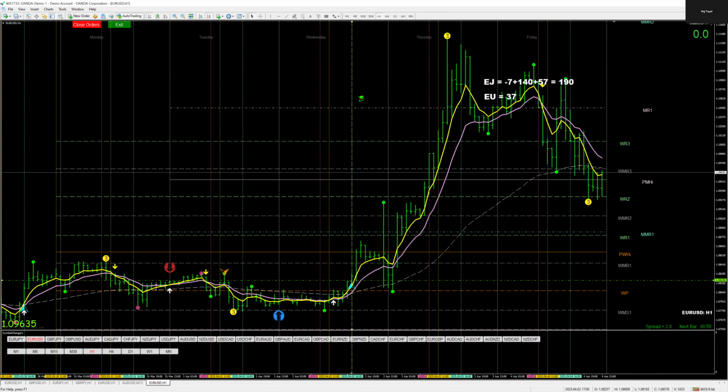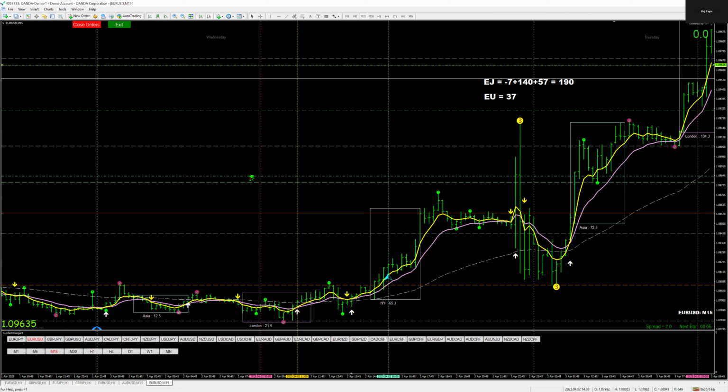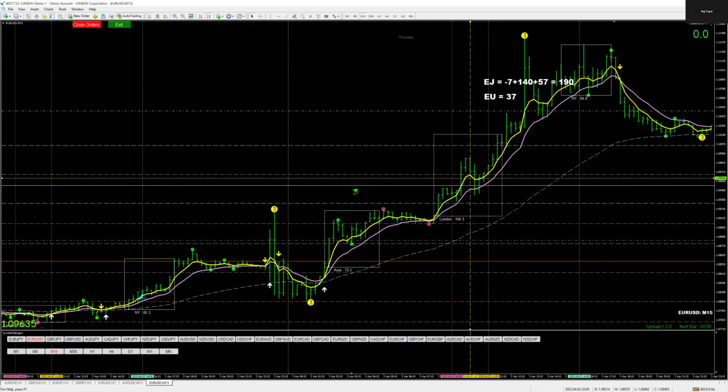All right. We come to Thursday, and this is where we start looking. We are still in the bullish trend, but no fresh cross. So hopefully the 15 will give us a fresh cross. And it doesn't.